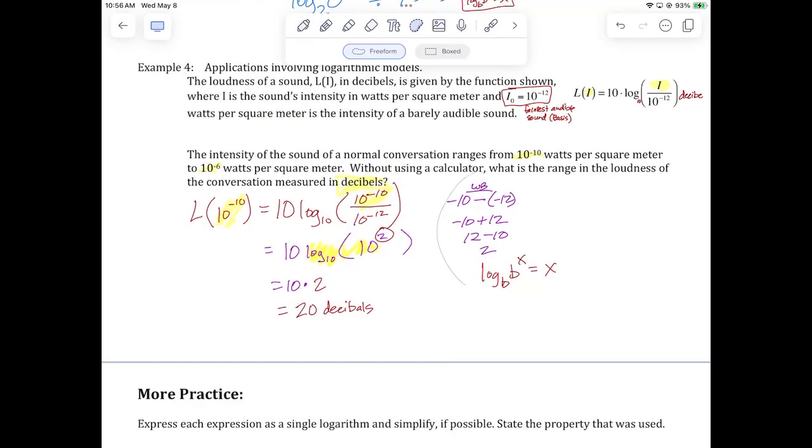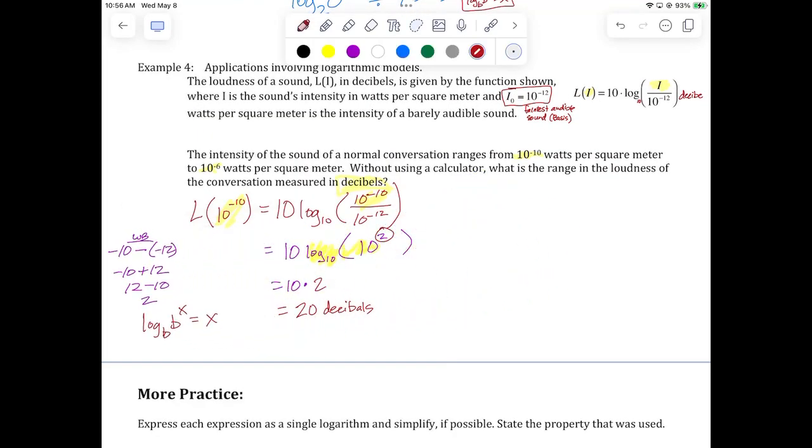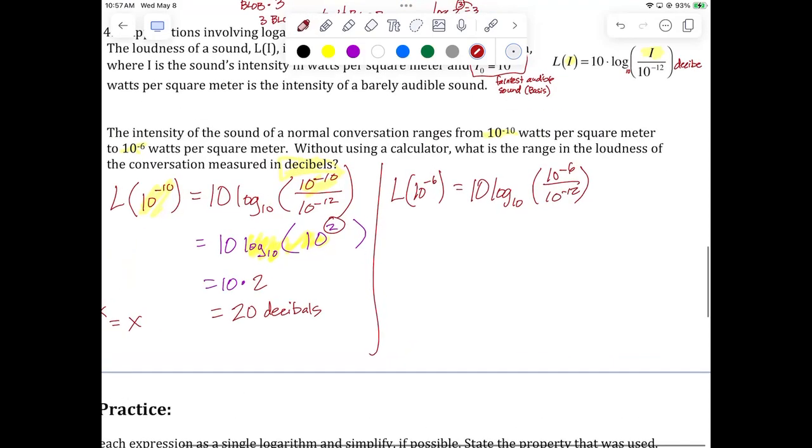All right, now let's do it on the other one. I'm going to move my workbench over here. Now let's do the next one. L of 10 to the negative 6 power is going to equal 10 times log base 10 of 10 to the negative 6 all over 10 to the negative 12th. I like to see the 10 there. And we do the same thing. Let's simplify on the inside. What's negative 6 minus negative 12? Positive 6. Good. Now we'll use the property again. What's log base 10 of 10 to the 6? 6. 10 times 6 is 60 decibels.